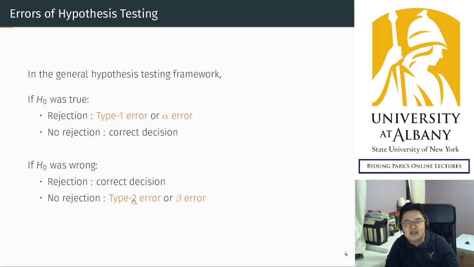By the way, I don't like these names. There is no reason why this is called 1 and this is 2. So I would prefer saying them like false negative, false positive, something like that. But they are names used by everyone, so we have to follow them. So we will consider them in this way.